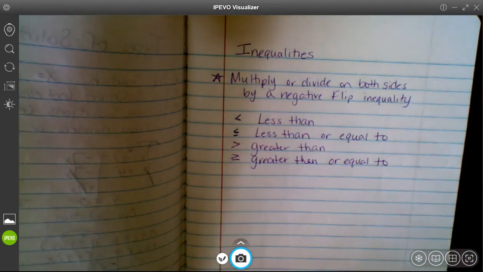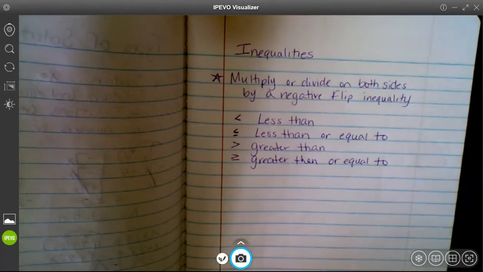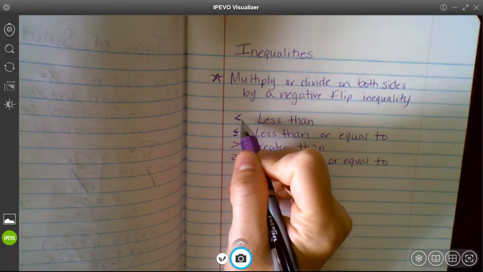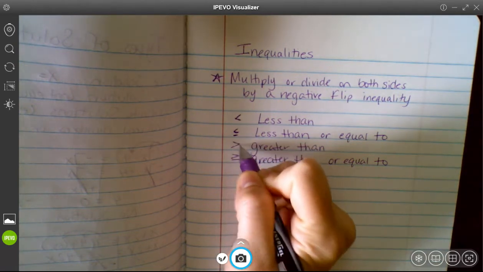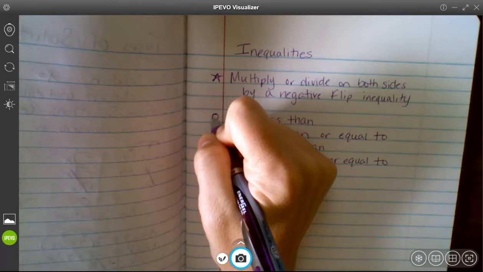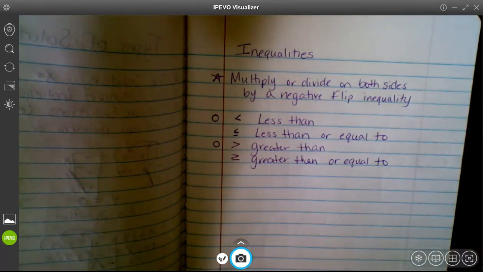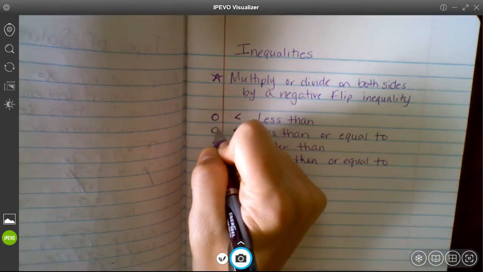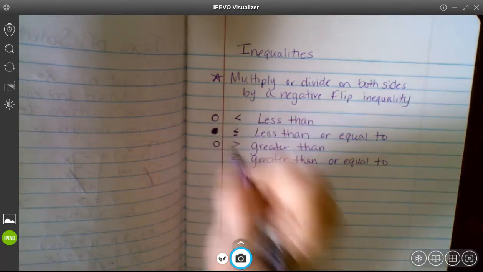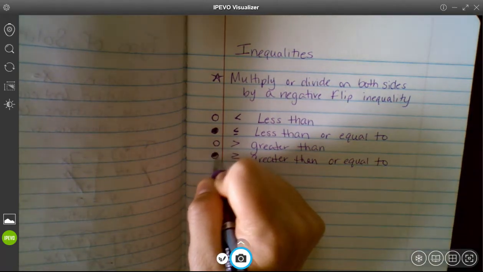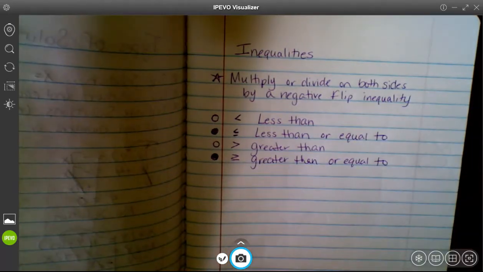Okay, so when we go to graph these, we're either going to use an open circle or a closed circle. An open circle would mean that I am not going to include the number that my circle is on in my answer. So if I don't want to include it, I'm looking for a less than or a greater than sign. Those would be open circles. Now, if I want my answer to be equal to, then I want it to be included. So I'm going to color in my circle. So let's look at some examples.